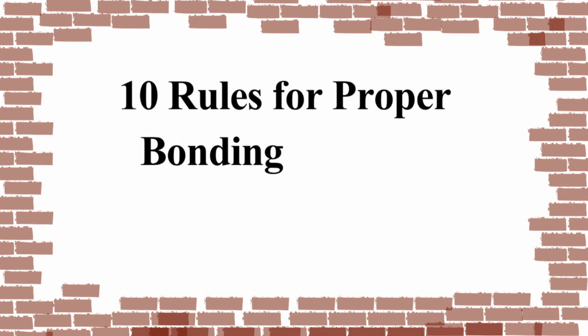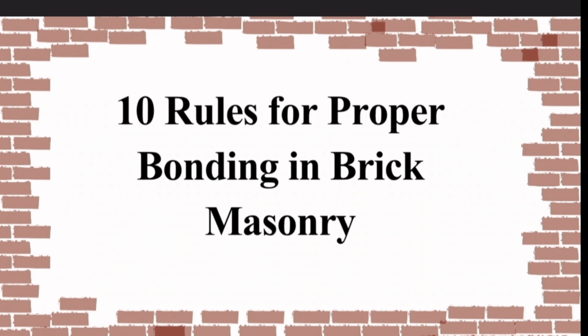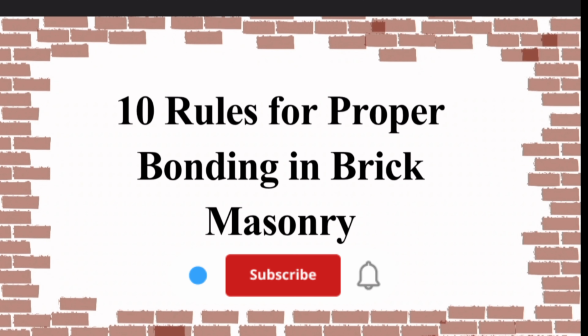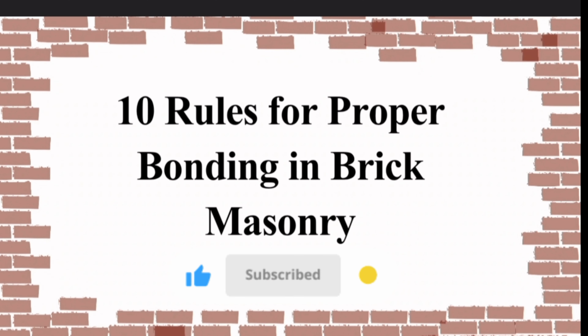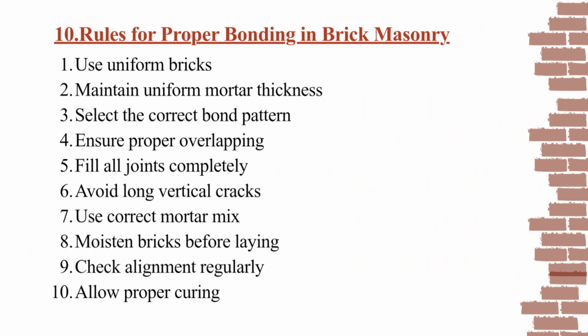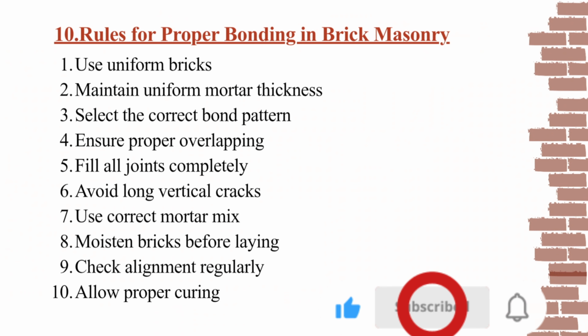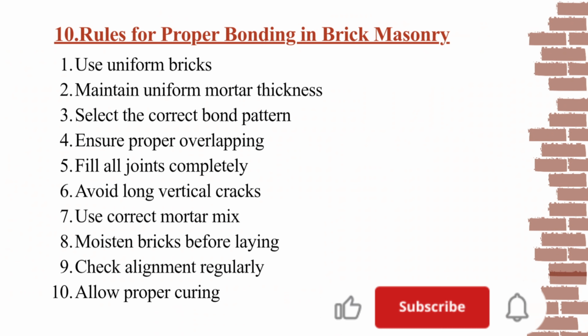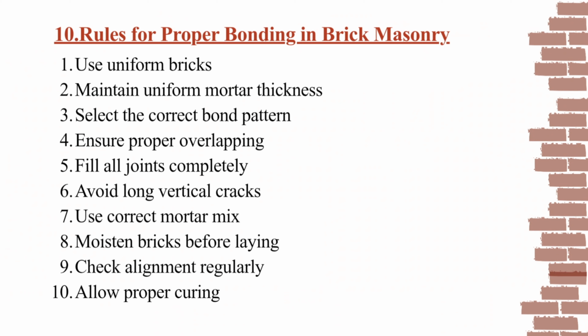So, in this video, I'll explain 10 essential rules for good bonding in brick masonry that every civil engineering student, site engineer, and mason must know. If you understand these 10 rules, you can improve wall strength, reduce cracks, increase durability, and avoid the common site mistakes. So, let's start with rule number 1.